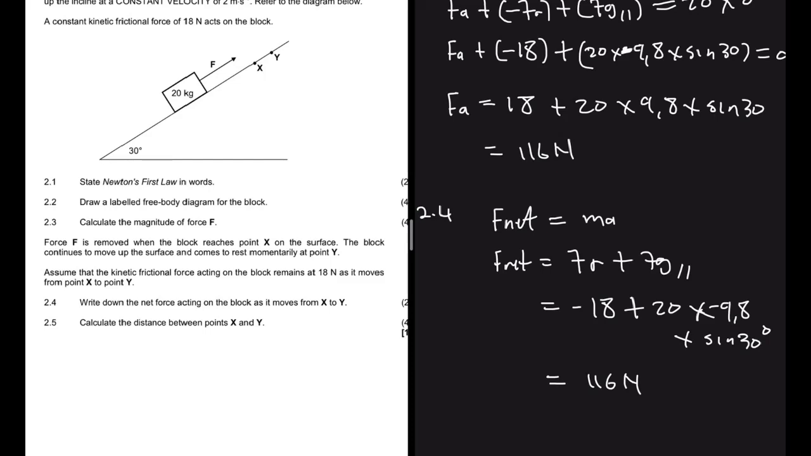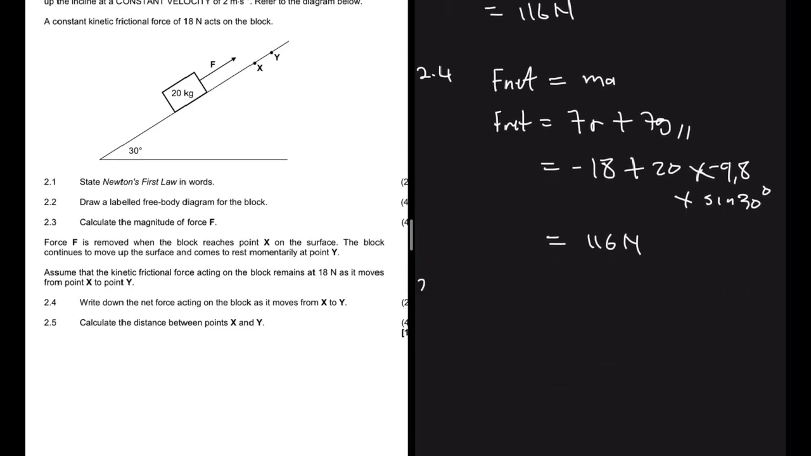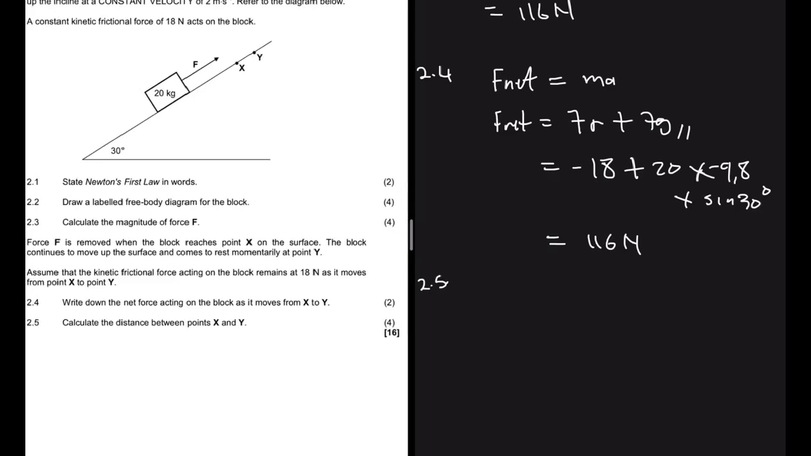It doesn't say calculate because you've already calculated it. But then maybe in an exam kind of situation, you can get confused. So that's why I just decided, okay, let's just calculate it again. But then there was really no need to calculate it again. And then 2.5 says calculate the distance between points X and Y.